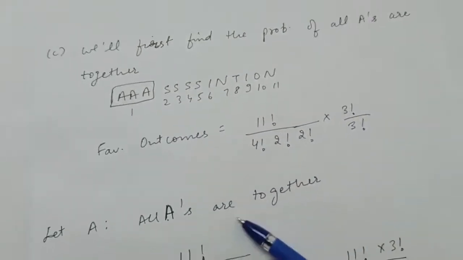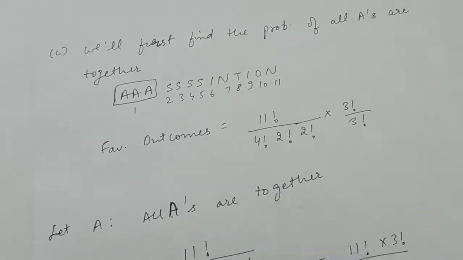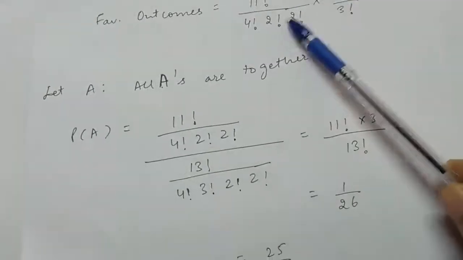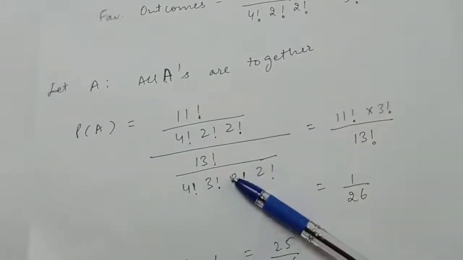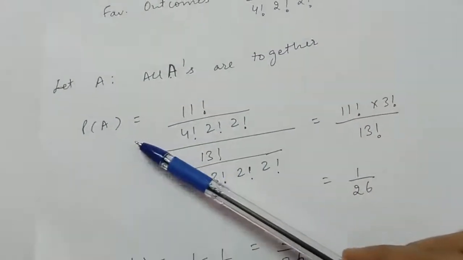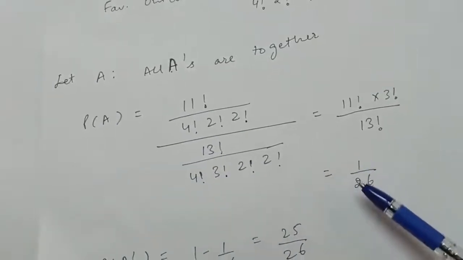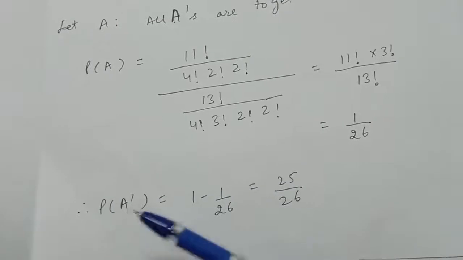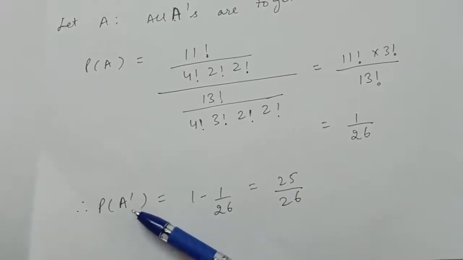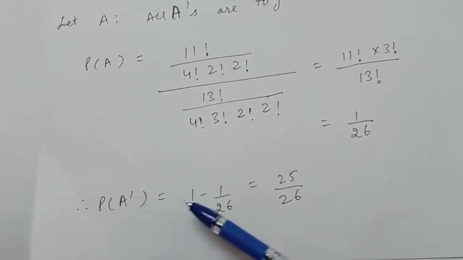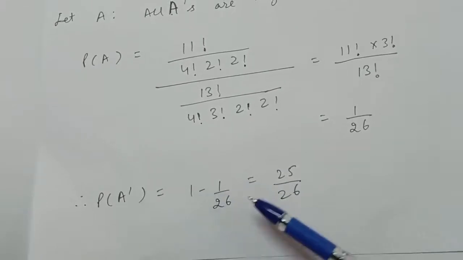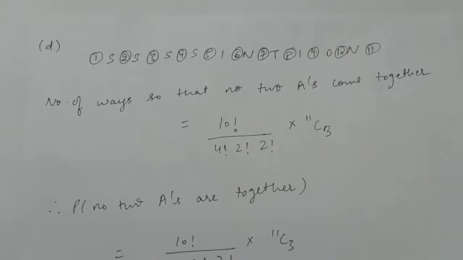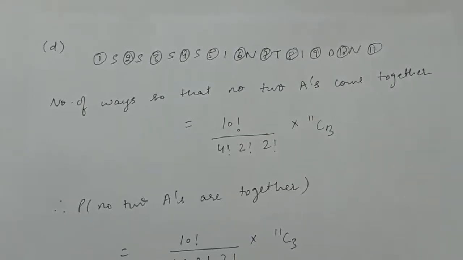So let A be the event all A's are together, then the probability of A will be favorable outcomes we have just calculated. Total we have already calculated, so you will get the probability of A as 1 by 26. So the probability of A complement, which has been asked in the question, that is not all A's coming together, will be 1 minus 1 by 26, that is 25 by 26. The next part is no 2 A's are together.